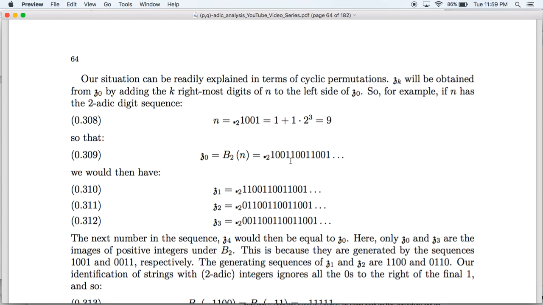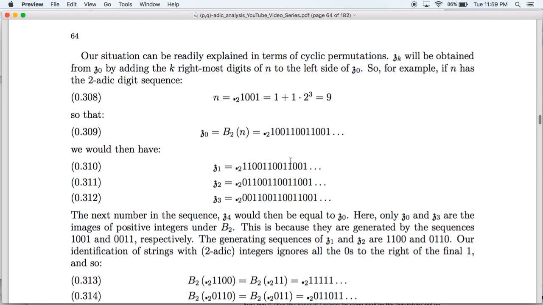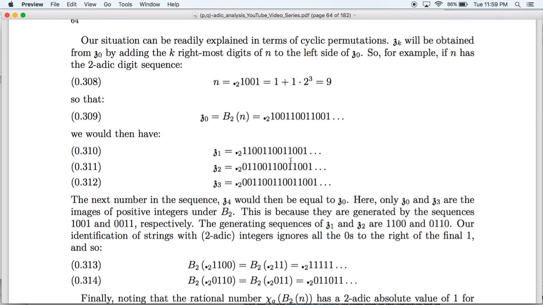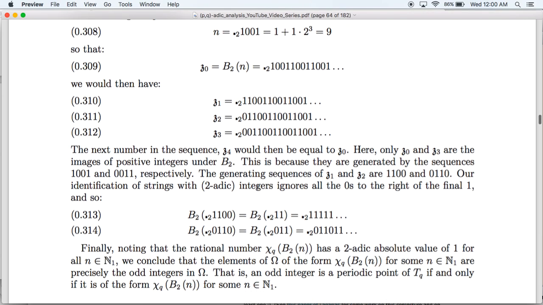Here, z0 and z3 are the images of positive integers under b2. This is because they are generated by the sequences 1, 0, 0, 1 and 0, 0, 1, 1, both of which end in a 1. The generating sequences of z1 and z2, on the other hand, are 1, 1, 0, 0 and 0, 1, 1, 0, which do not end in 1s. And so our identifications of strings with 2-adic integers ignores all of those extra zeros, and so the value of b2 no longer works.